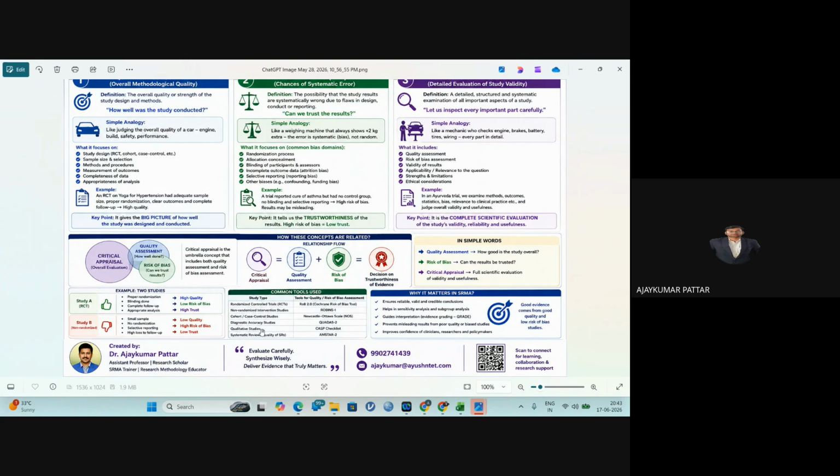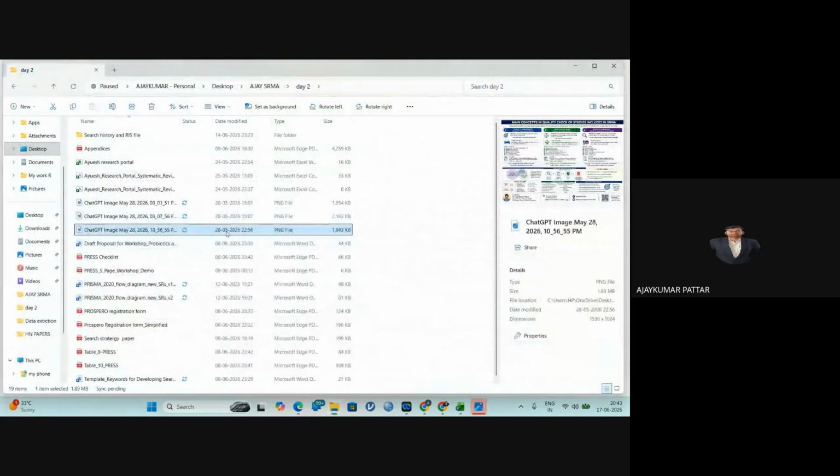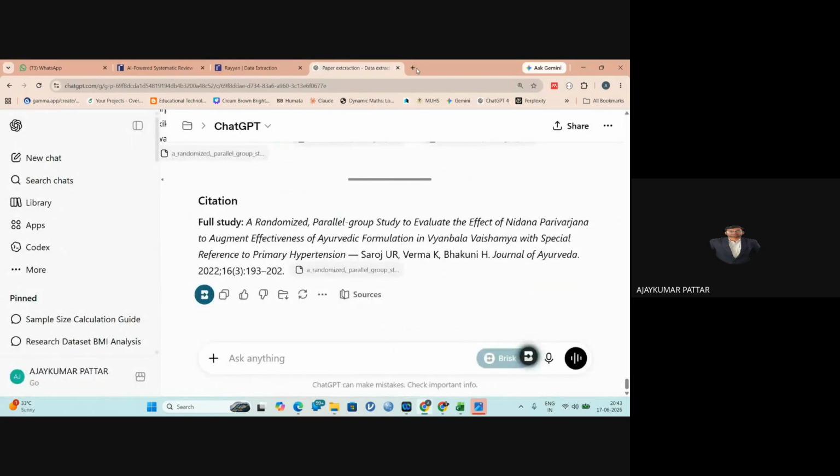I will show it on the website also. They are free to use and we can select based on our needed study type. We will go for the selection of the tools. So I hope this is clear. Tools, risk of bias analysis tools. So I will go to the website.